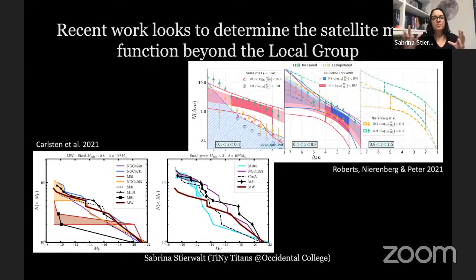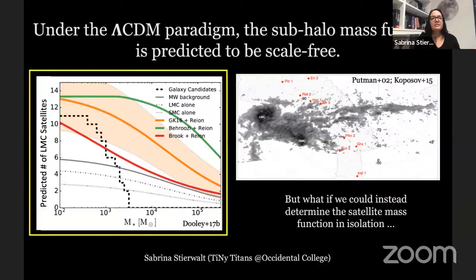And we're starting to push this towards lower and lower mass hosts, because under the lambda-cold dark matter paradigm, the sub-halo mass function is predicted to be scale-free. What that means is that we know very well that you have a massive galaxy like the Milky Way. It should have lots of dwarfs around it. But what if that central host is itself a dwarf galaxy? Well, lambda-cold dark matter tells us that also should have a halo mass function, and so there also should be even smaller dwarfs hanging out around that central host.